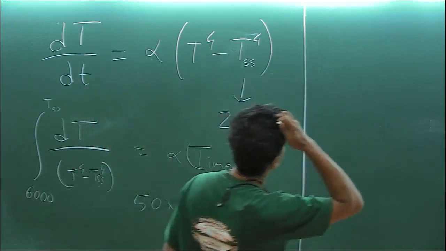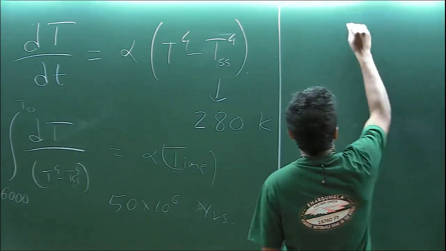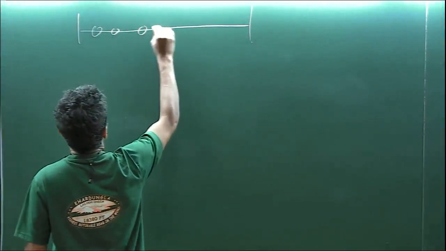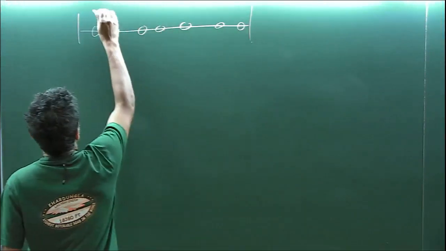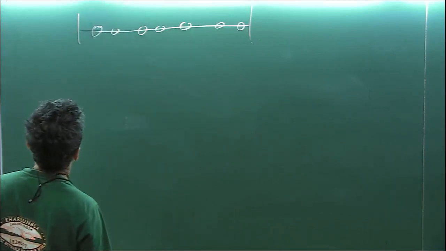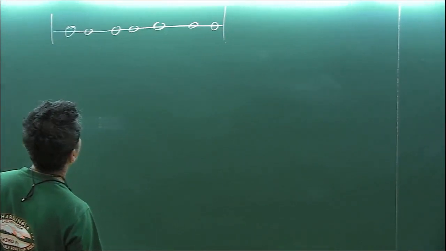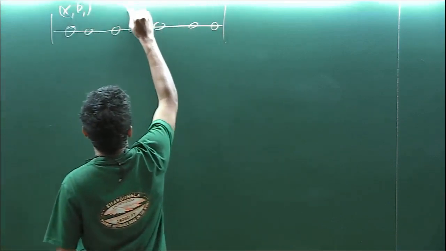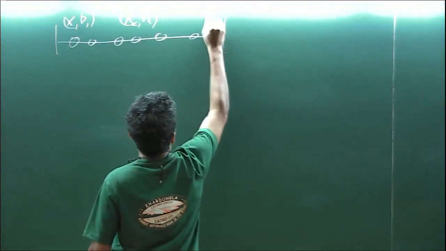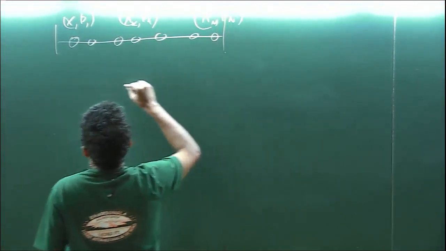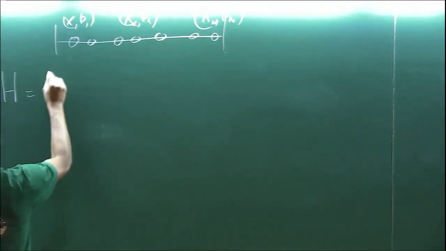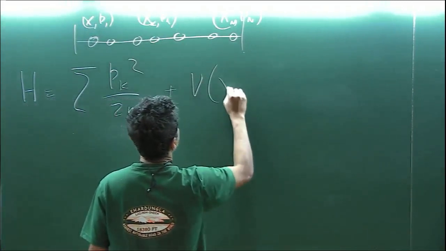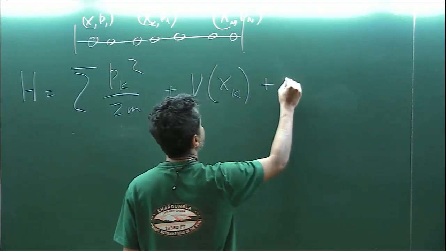So we get back to the question. Yesterday we looked at this mechanical model of particles moving on the line. I'll use a different notation today. Maybe I'll just call them x1, p1, and so on. Yesterday I called them x_k. So these are n particles, and then there's some Hamiltonian. There's some external potential for each particle, and then there are nearest neighbor interactions.